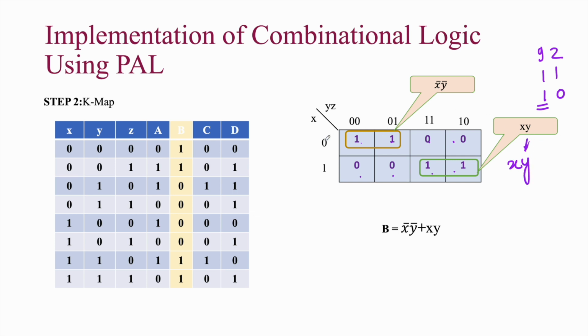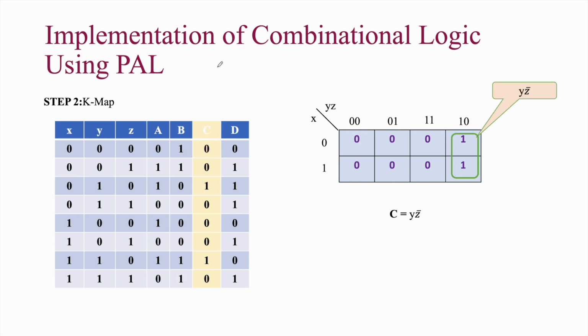Similarly, when you compare this group, x bar, so x bar. When you compare 0 0 0 1, it is y bar z. So y bar is common. So x bar y bar. So x bar y bar plus xy becomes the expression for B. Similarly, we have to do for C.